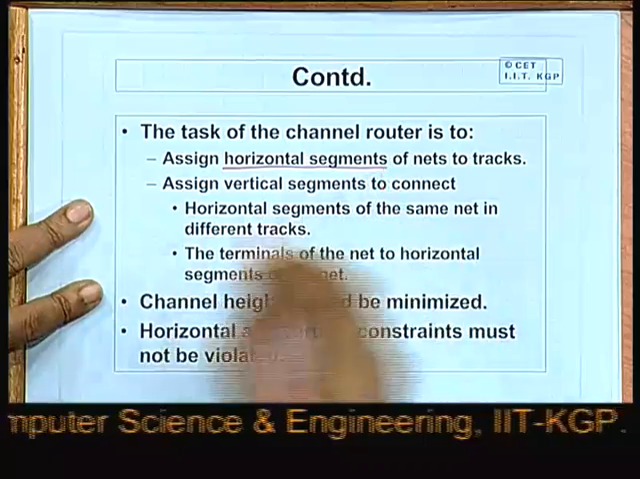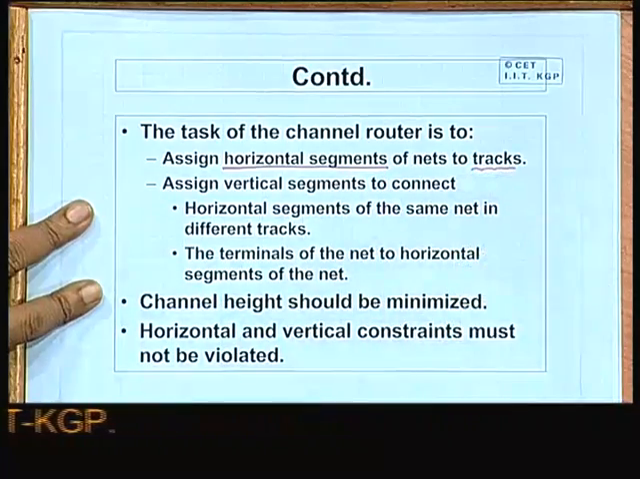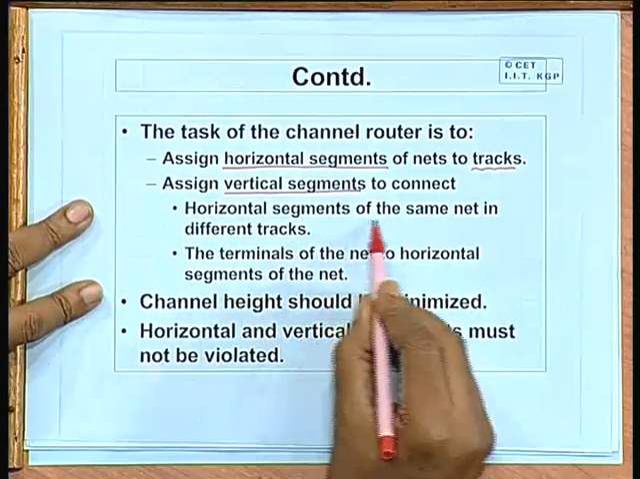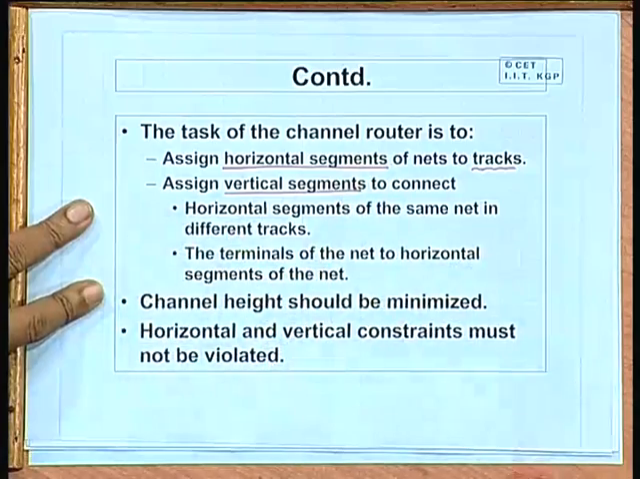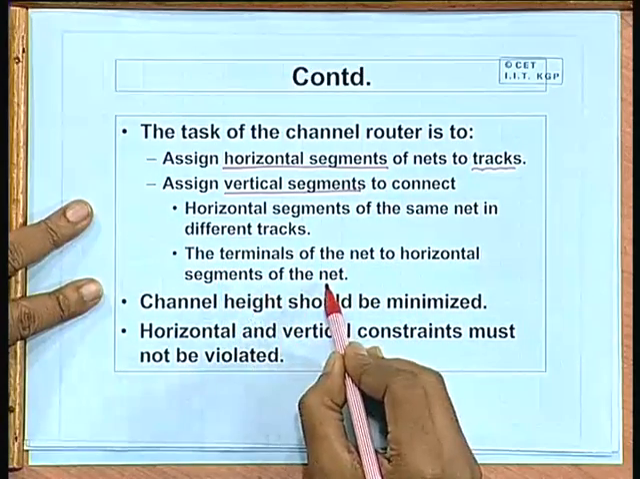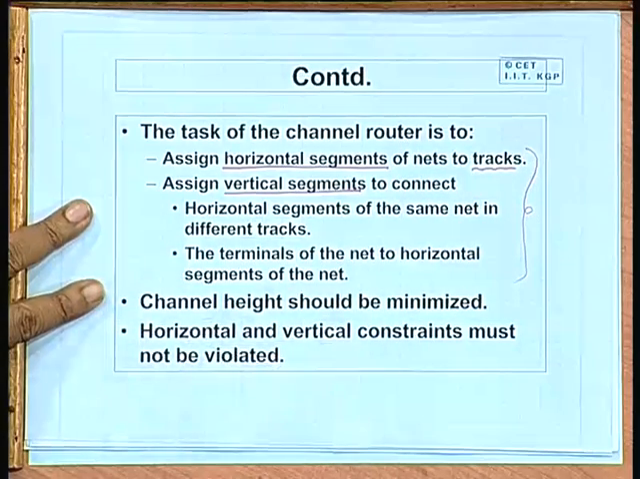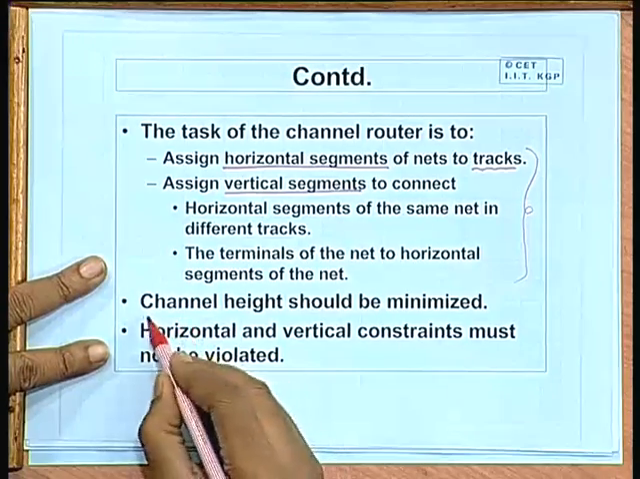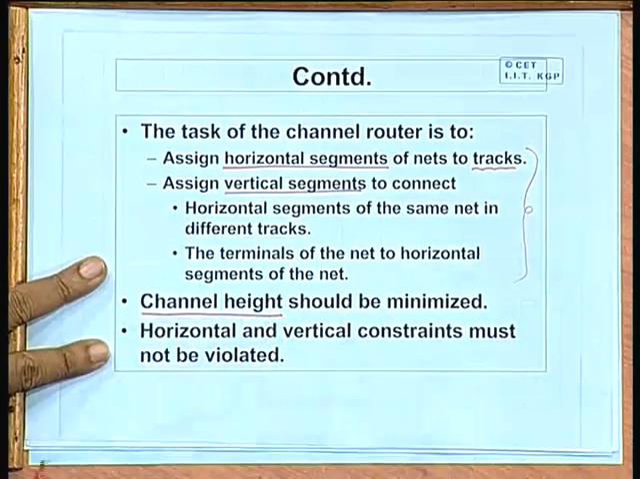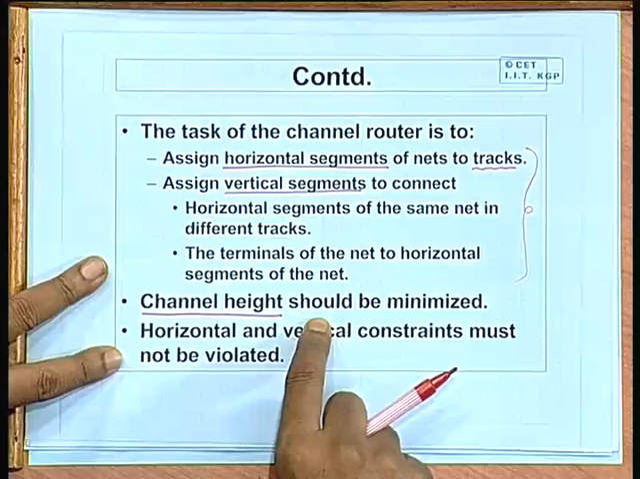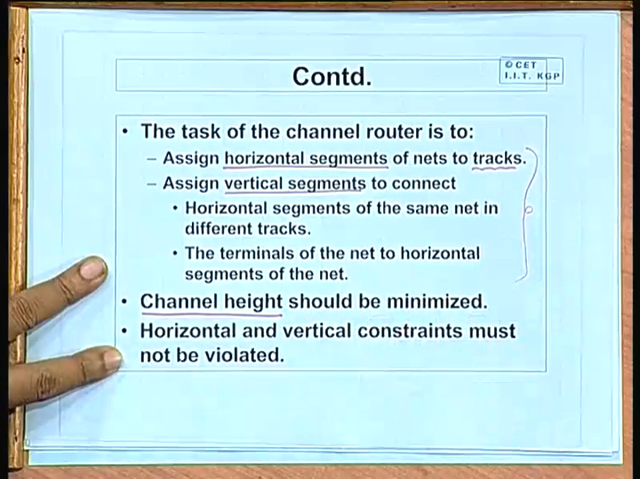Now, the channel router will be taking that input specification and will try to assign the horizontal segments of the nets to tracks, assign vertical segments to connect either horizontal segments of the same net in different tracks, just as I mentioned, zigzag kind of a thing, or the terminals to the horizontal segments. So, the channel router will make these assignments to complete the routing. The objective is obvious, the channel height should be minimized, means number of tracks you require, that has to be minimized. This is the primary goal. Of course, we have not talked about via connections as yet, we will see it later, how we can minimize via also.